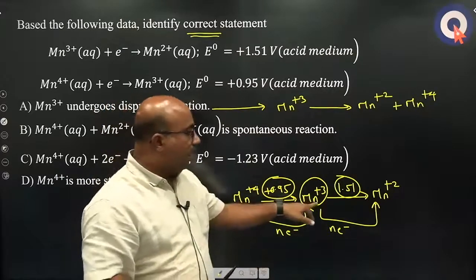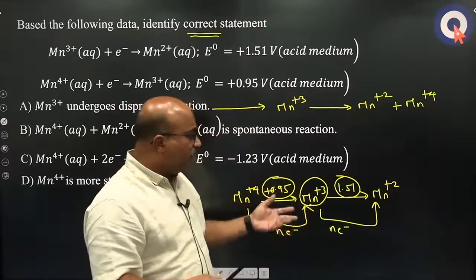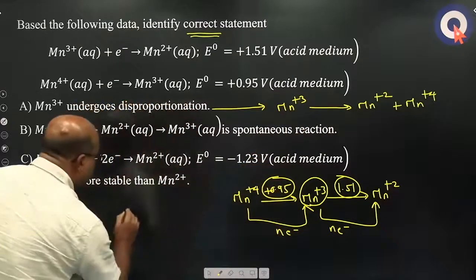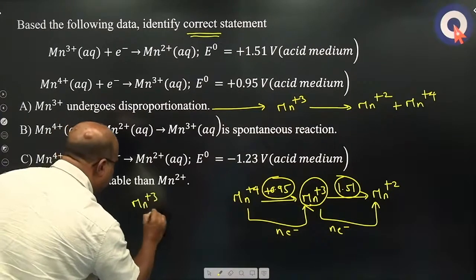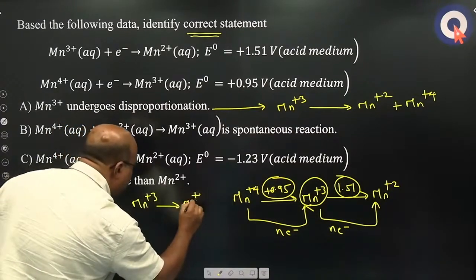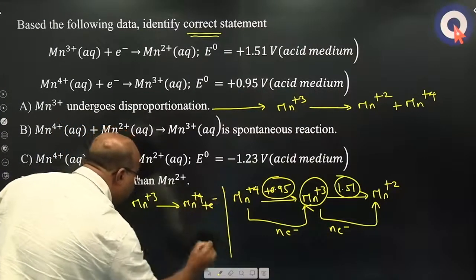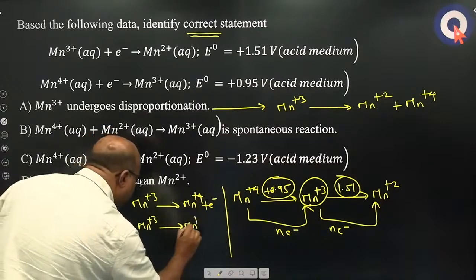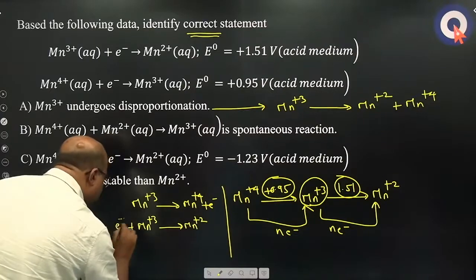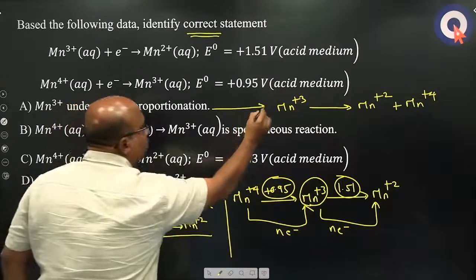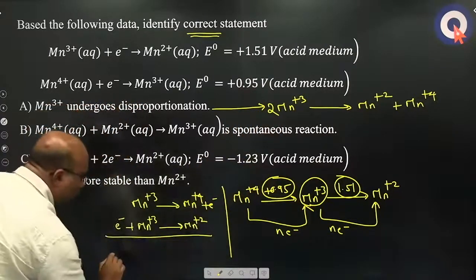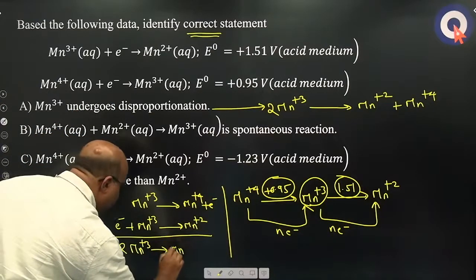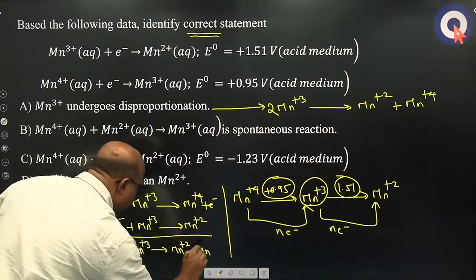So Mn plus 3 can now undergo disproportionation. If I want to calculate, what I should do is write this reaction: Mn plus 3 converting into Mn plus 4 plus 1 electron. Then Mn plus 3 converting into Mn plus 2 plus 1 electron. So this is the net equation that we get: 2 Mn plus 3 gives Mn plus 2 plus Mn plus 4.